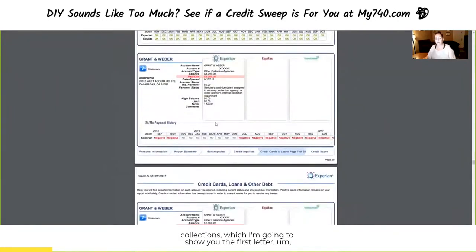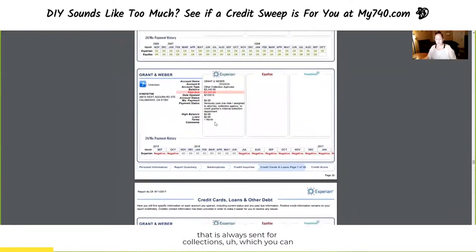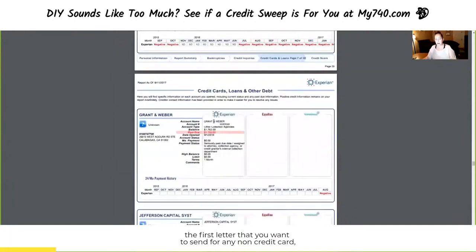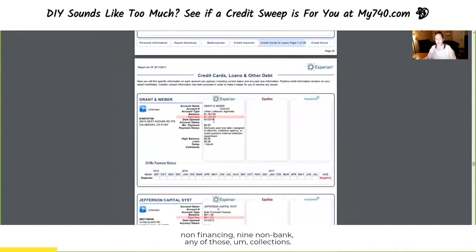Now for collections, I'm going to show you the first letter that is always sent for collections, which you can actually get on my website at expertcreditsweeps.com/VOD, as in validation of debt. So that's the first letter that you want to send for any non-credit card, non-financing, non-bank collections. So that would be like medical, storage, utility, cell phone, basically anything like that.